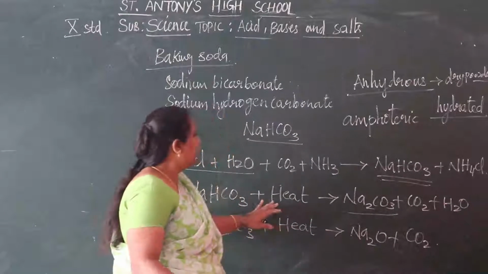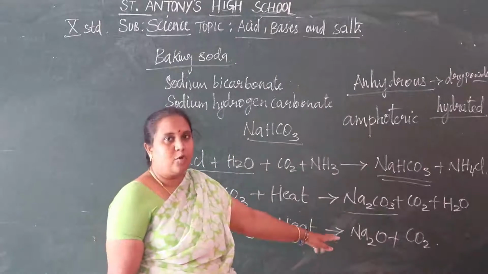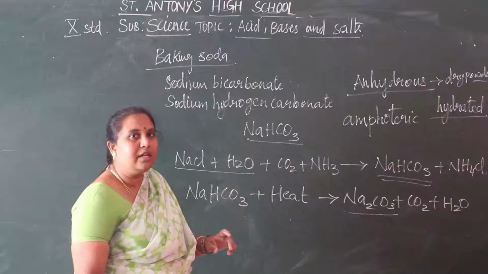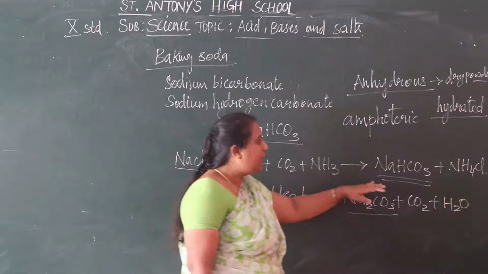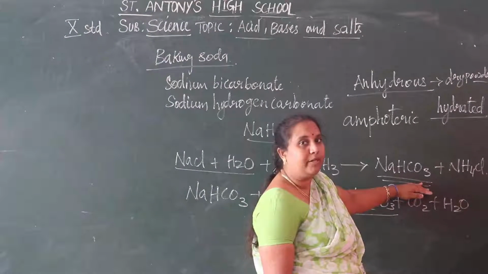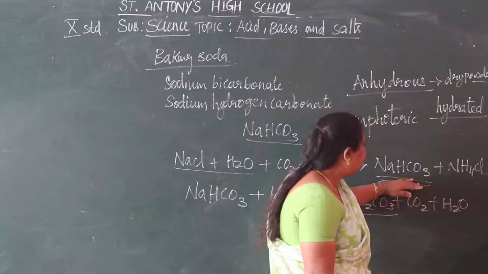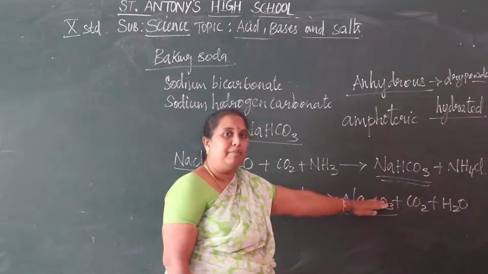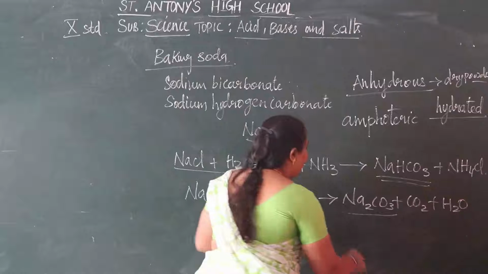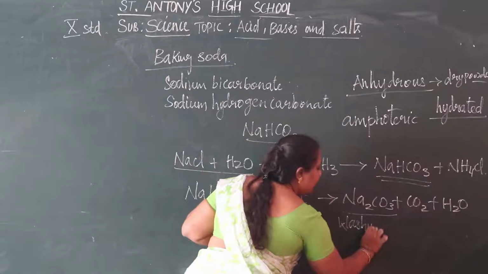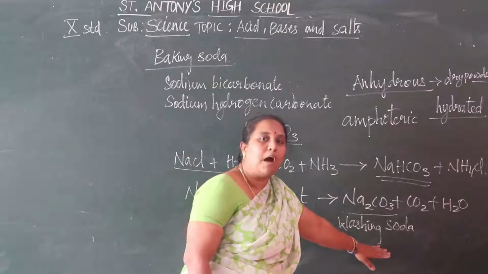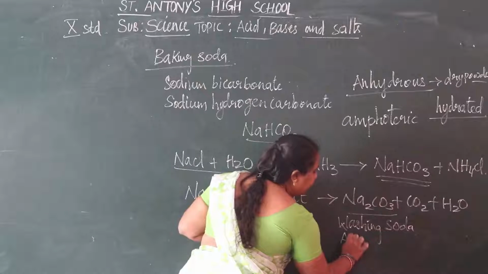By this method we are manufacturing washing soda. I have explained already, that is by the use of brine solution with carbon dioxide and ammonia, we produce sodium bicarbonate, sodium hydrogen carbonate, that is baking soda. Then we give thermal effect to that baking soda and we get sodium carbonate. That we can say is washing soda. This is an anhydrous powder. What is anhydrous?